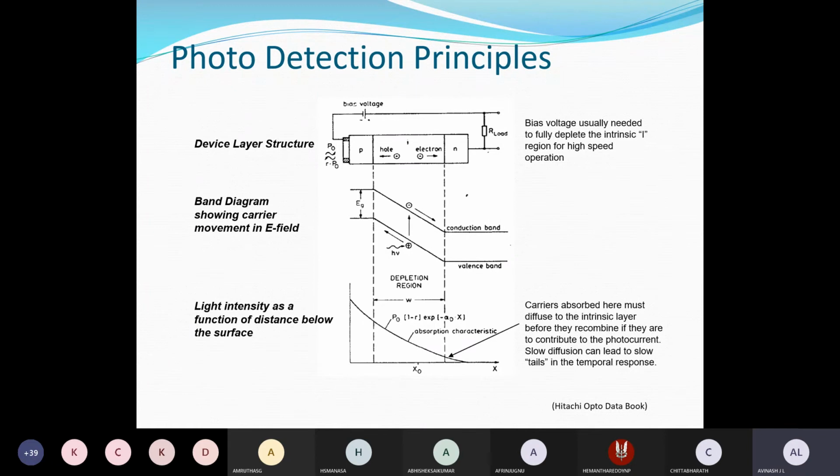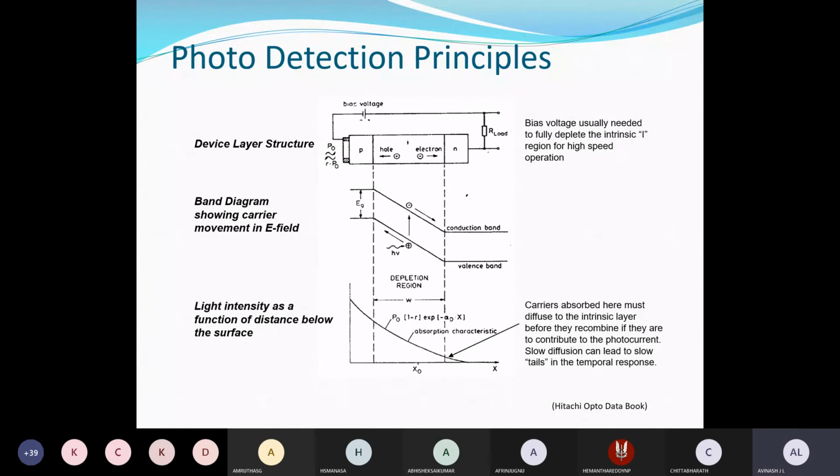Your band diagram: the band diagram shows carrier movement in the E field. Your energy gap will be there from the conduction band to the valence band. Obviously the top is the conduction band and the bottom is the valence band. When h nu, that is the photon, is incident on the valence band, it will make the electron move from valence band to conduction band. When this happens, current will be produced.